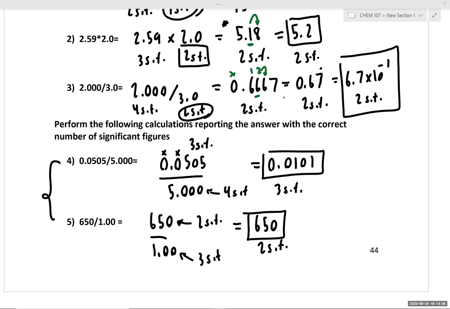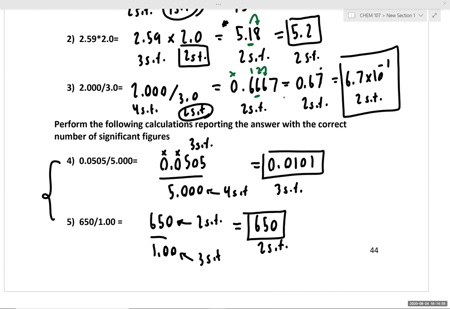Can you go over the 0.0505 again? Yes. So looking at 0.0505, the leading zeros are not significant. So this top number has 3 significant figures.